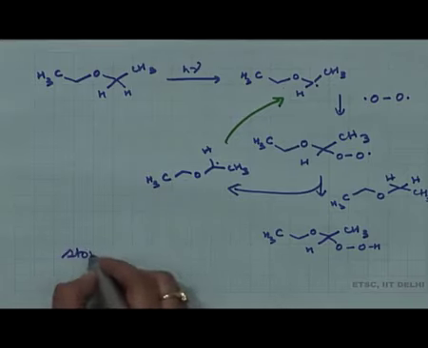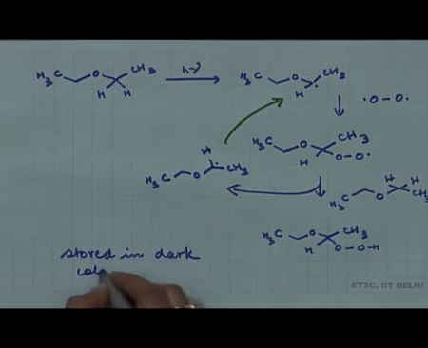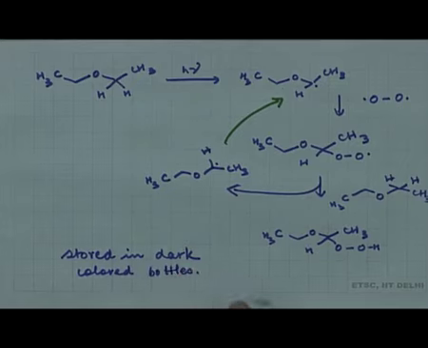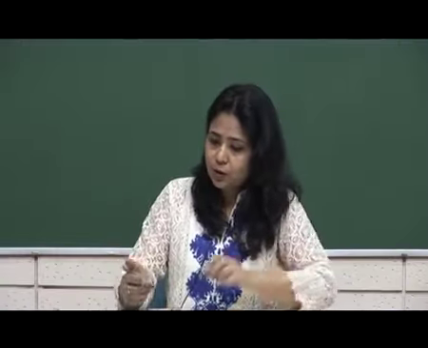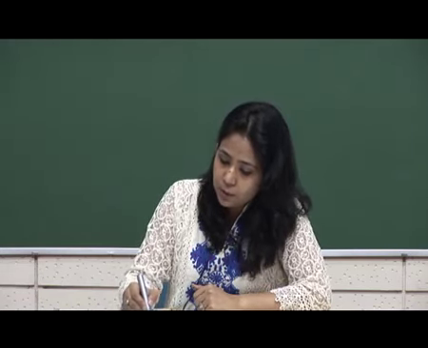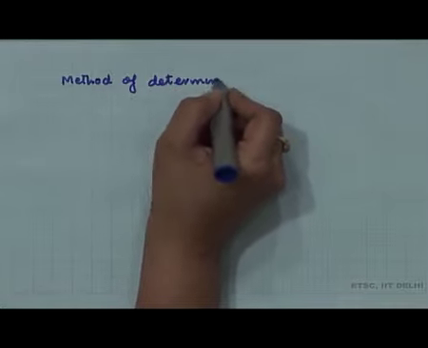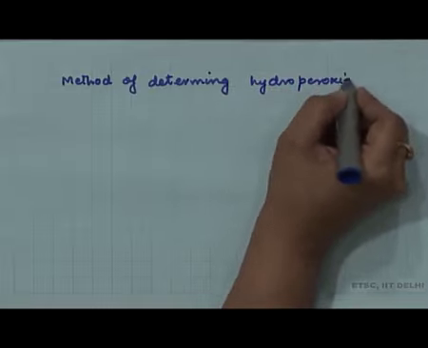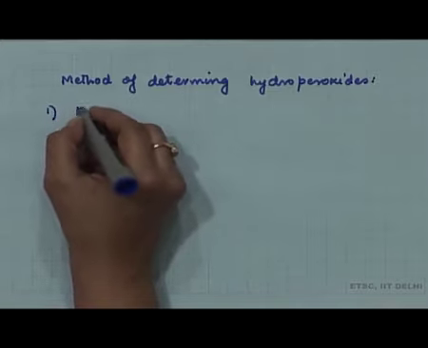So, that is why ethers are stored in dark colored bottles in order to prevent the formation of these explosive hydroperoxides. So, what is the method to determine that these hydroperoxides are getting formed in your ether bottle? You open the bottle, you do not know, but your hydroperoxide is there. So, the method of determining these hydroperoxides or peroxides in ether: one of the tests is the potassium iodide test.